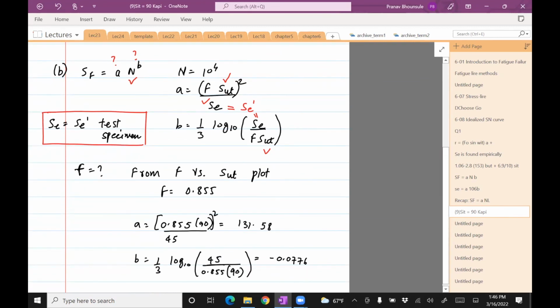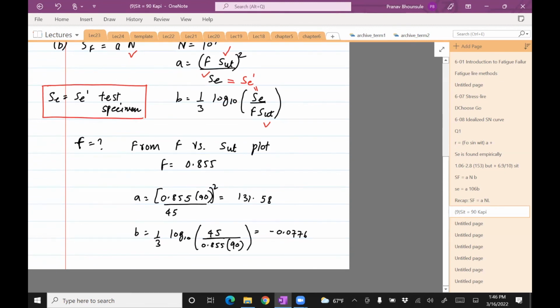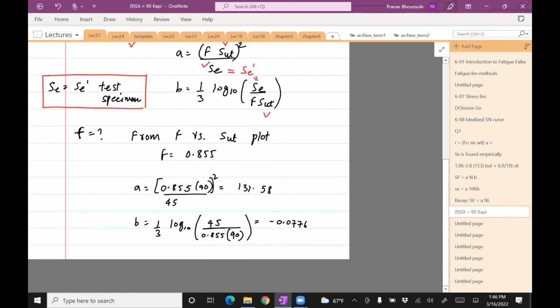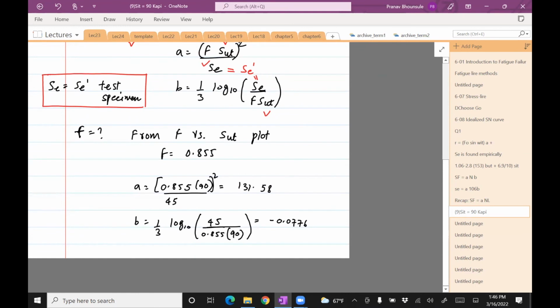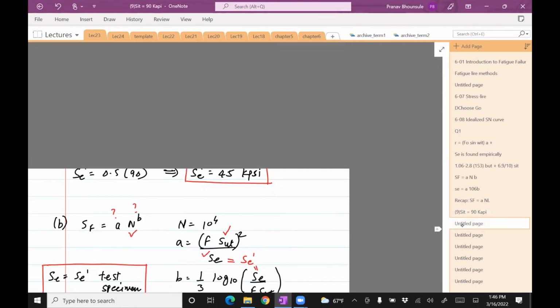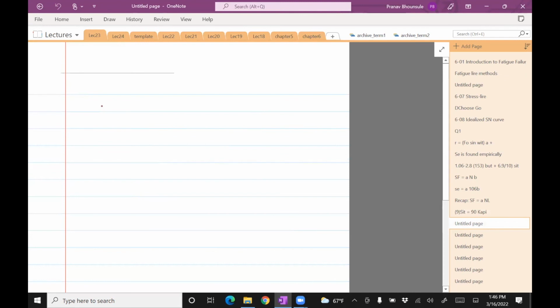So we've got all the equations. Let me just check the value here. I don't have the exact value as I have here because we just assumed an SF. Let's see, what did I get? I got 0.86 for F, which is very close to 0.855. And then I got B as minus 0.0785, which is close to this. And I got 131 kpsi, which is close to this. Okay, that's good.